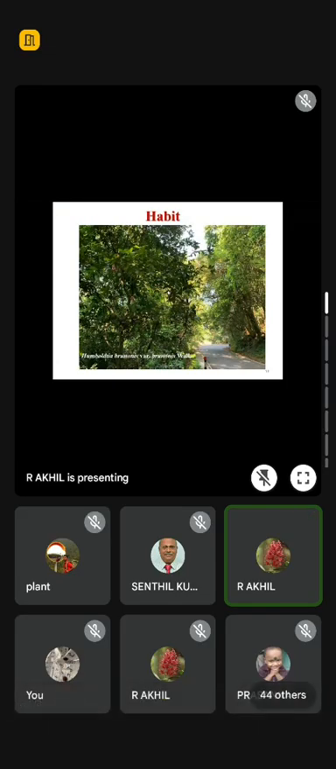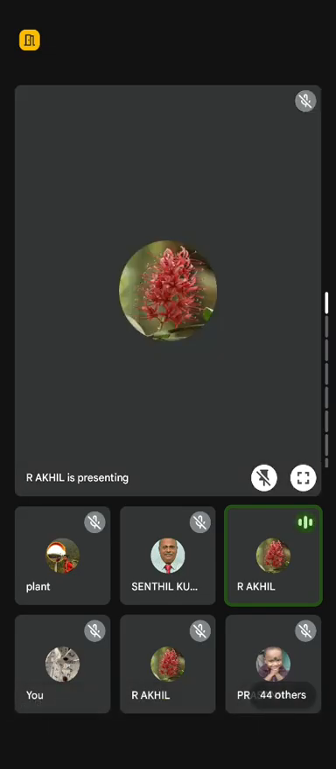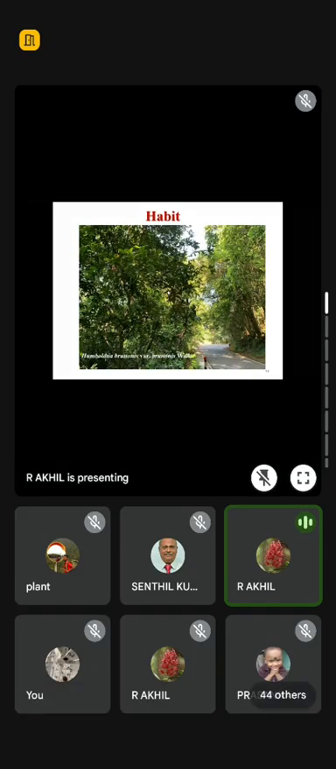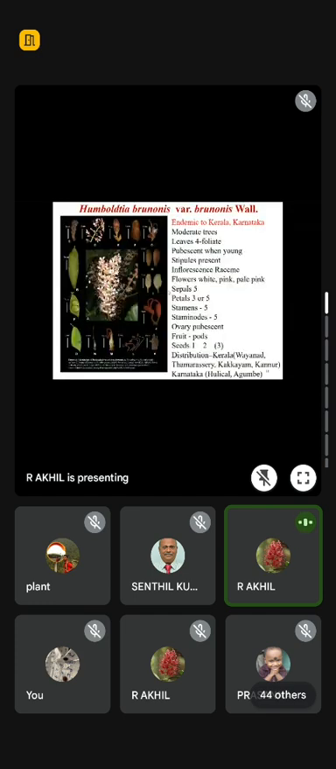Results. The selected population of Humboldtia brunonis variety brunonis is located in Thamarassery on either side of the road. Most of the population is distributed in Thamarassery. This plant species is endemic to Kerala and Karnataka. Brunonis variety brunonis is a moderate-sized tree.